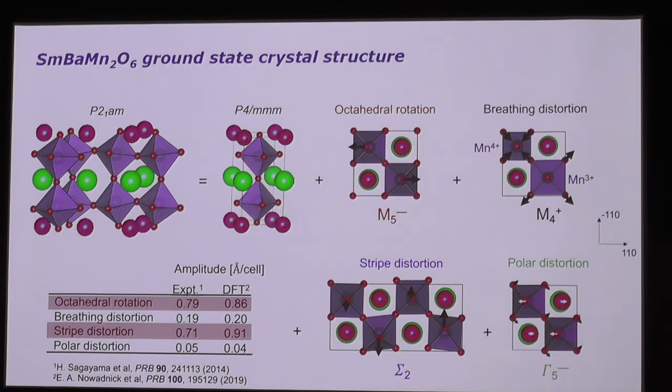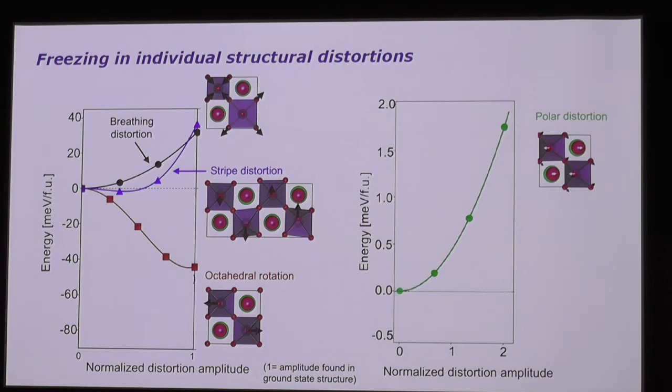So we can learn some more about this ground state structure by next looking at energy surfaces. What this is, we start with a high symmetry structure over here on the left and then freeze in each of these four structural distortions in separate calculations.